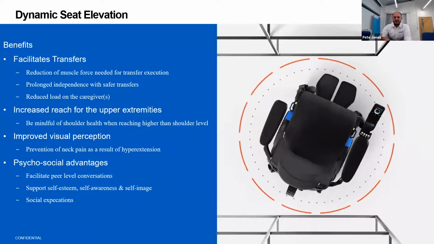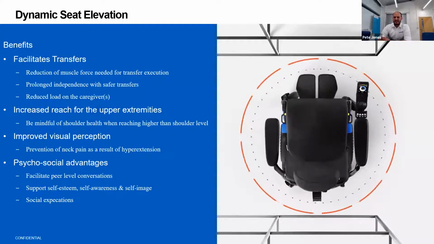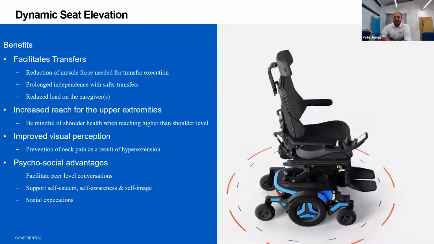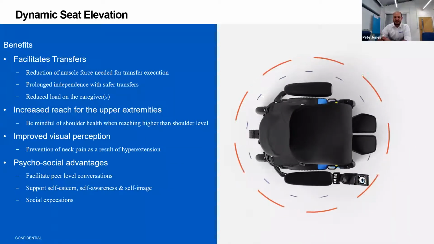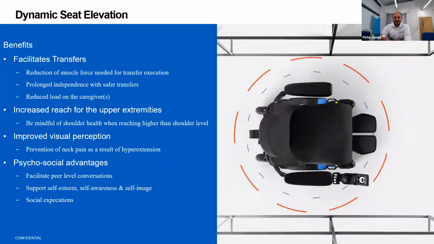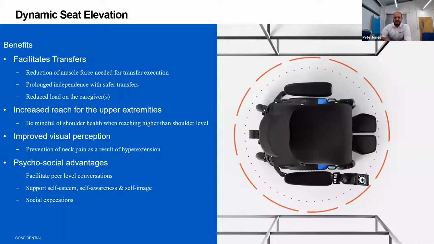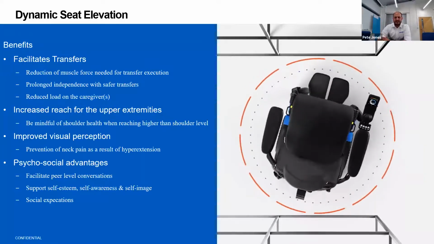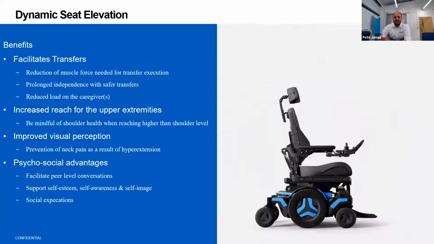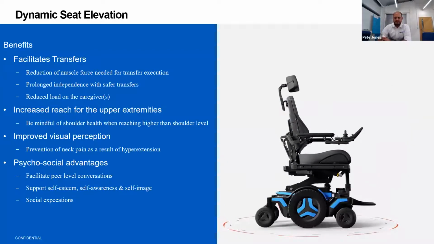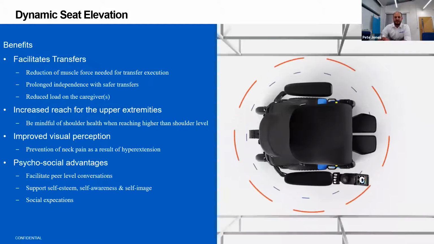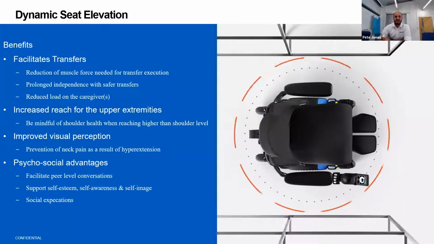The lift function increases the range of reach, and this is to help preserve shoulder health. Otherwise, reaching should always be recommended in the frontal direction. The lift function raises the user, which also improves peer level conversation, prevents hyperextension of the neck from making eye contact, and prevents tight neck muscles. Having the ability to communicate at the same level as your peers also has a positive impact on the self-esteem and self-awareness of the users.